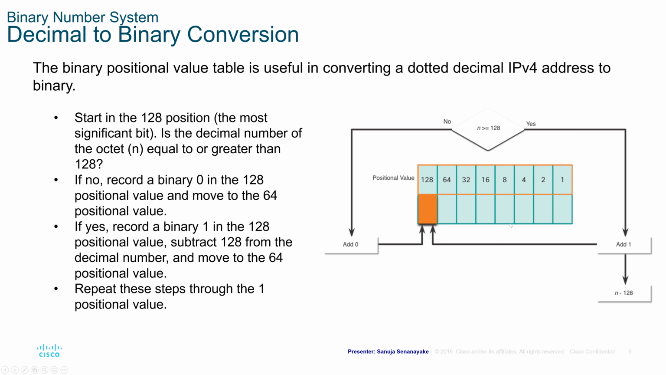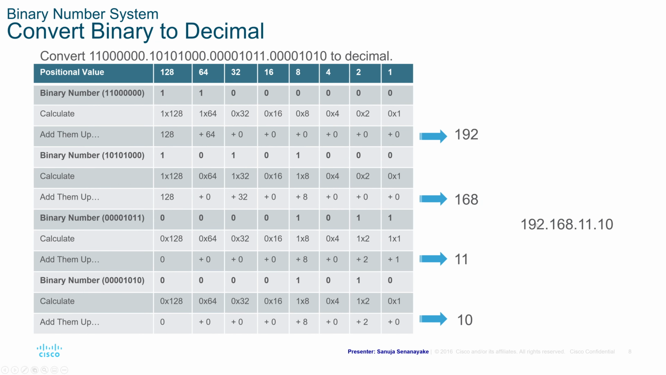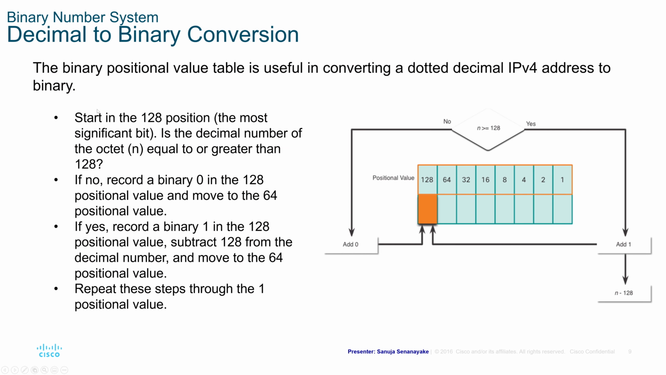Let's say I have an IP address. Let's go back to the IP address here. Let's say we have 192.168.11.10, right? So the first octet we have is 192. The first thing we're going to look at is whether 192 is greater or less than 128, because that's the first positional value. So 192 is greater than 128. Therefore, this is going to be a 1 here.